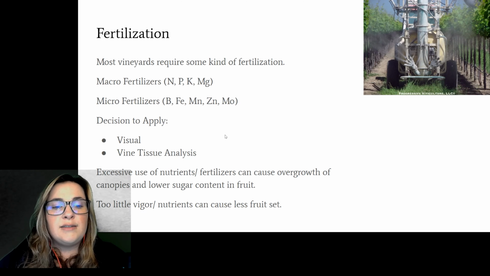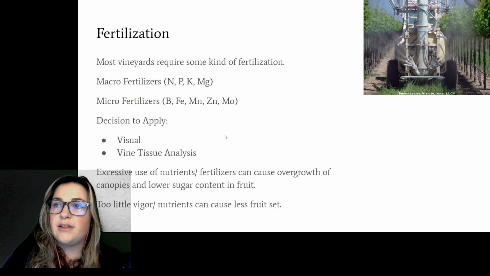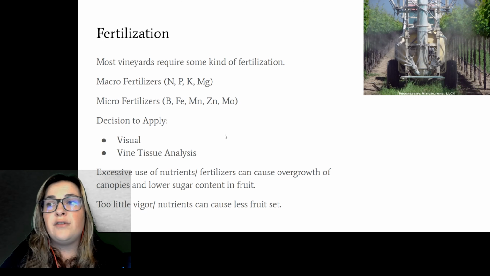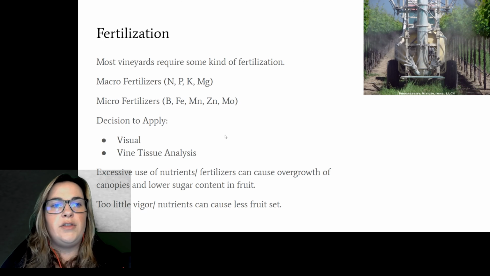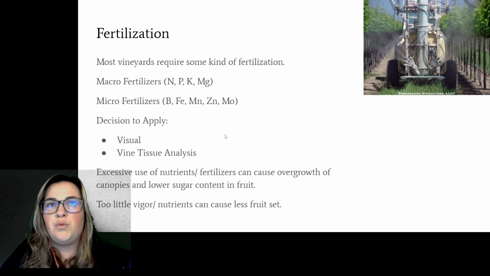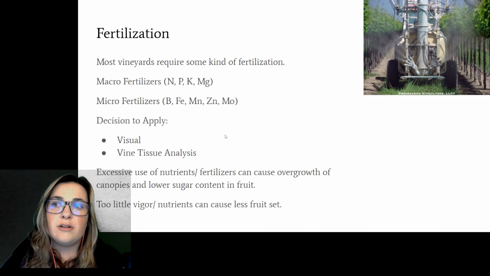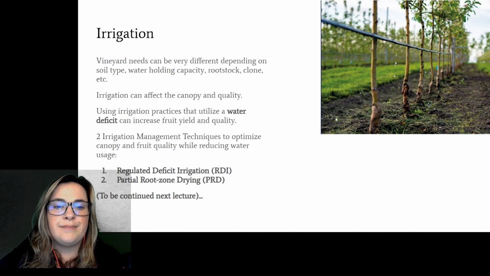If you have an excessive use of nutrients or fertilizers, it can cause overgrowth of the canopies and lower the sugar content in the fruit. Too little vigor or nutrients can cause less fruit set, right? So this is just a very broad general sweep of fertilization. Our next presentation will be exclusively on fertilizers and irrigation, so hold tight for that.